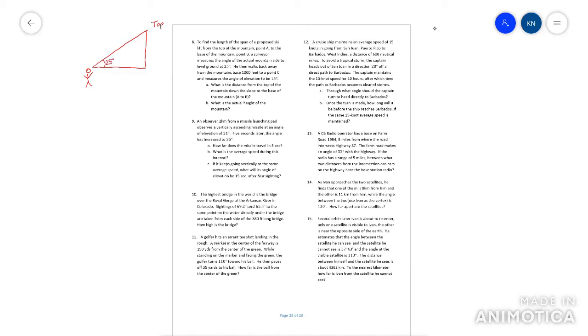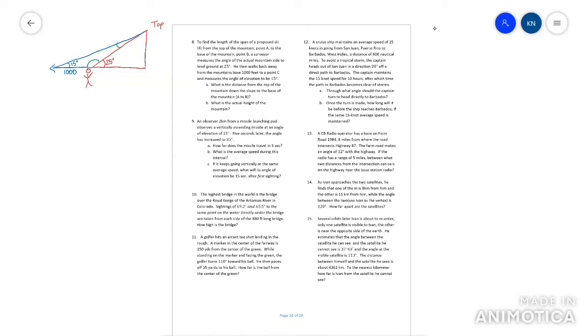Okay. He then walks back away from the mountain. So he's walking this direction and he walks 1,000 feet. And he looks up at the top of the mountain, and now this angle is 15 degrees. And so that right there should be everything you need to solve this triangle, because you'll go find this angle, then you'll know this angle, then you can do law of sines. So that's how you would do that one.